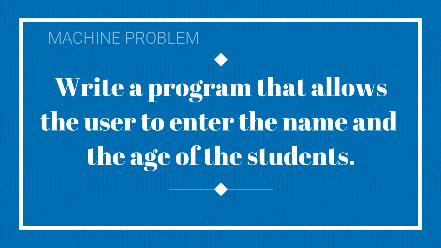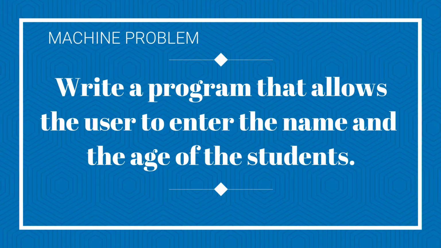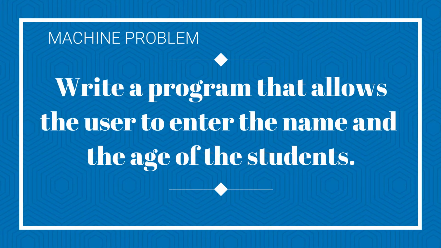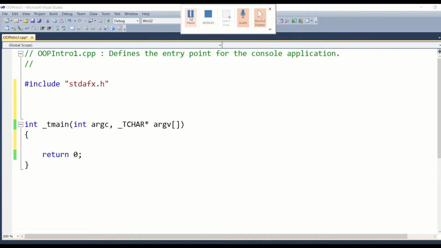Our machine problem is we have a student information object that contains the name of the student and the age of the student. The behavior of our object is to display particular information by allowing our user to input the name and the age of the student. So let's start writing our basic object-oriented program in C++.